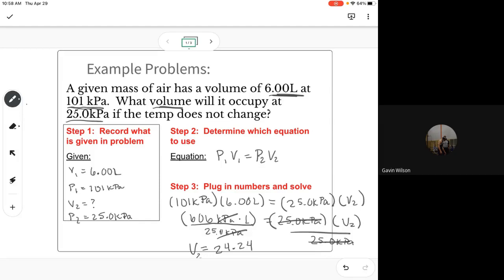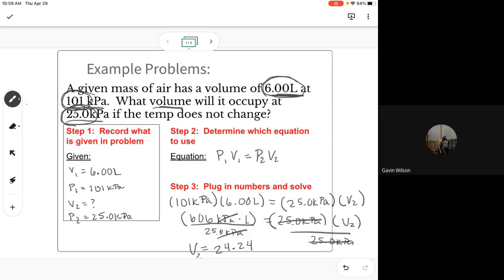Okay, so 6.00 has how many sig figs? Not 2, but 3. Yep. Because the zeros are at the end of the number and after the decimal. So that has 3 sig figs. 101 has how many sig figs? 3. And then 25.0 has how many sig figs? 3. So this one is easy because they all have 3, right?